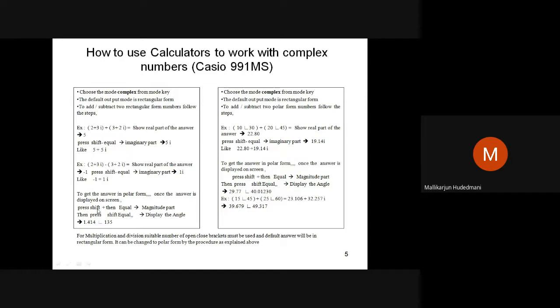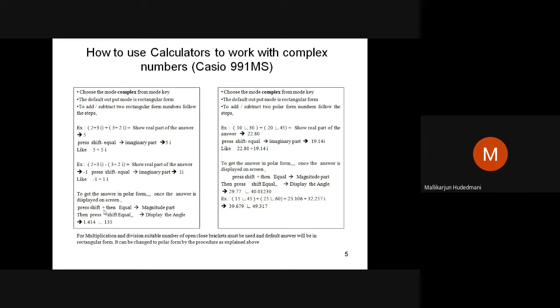Press shift, then plus, then equal. It will show you the magnitude part of the answer. So what is going to happen? I'll tell you. When you hit shift plus, "Ans r theta" is displayed on your calculator. You have to press equal. Let me display. It will show you the magnitude part of the first answer. Then shift equal will show you the angle part of the polar answer.